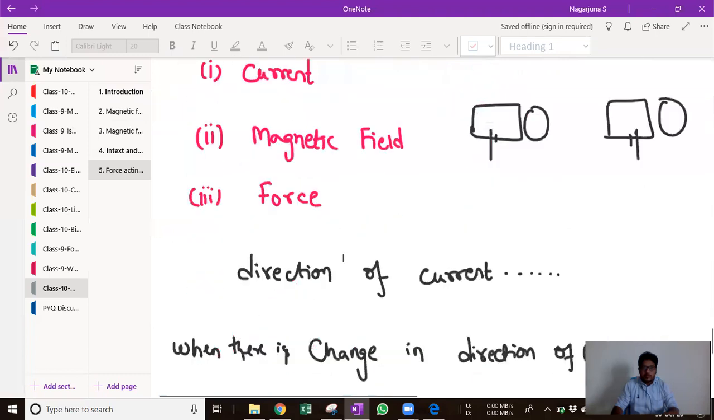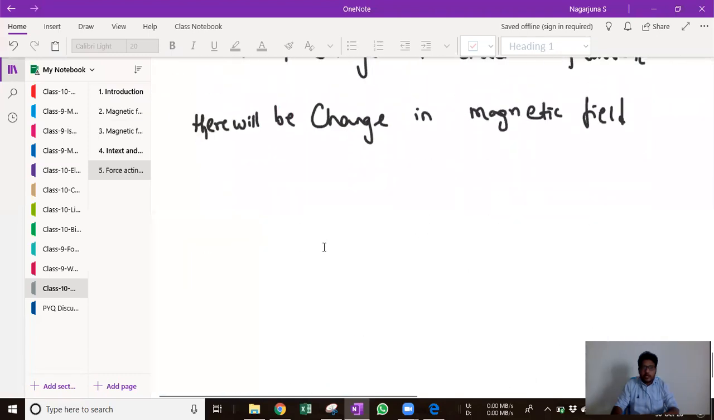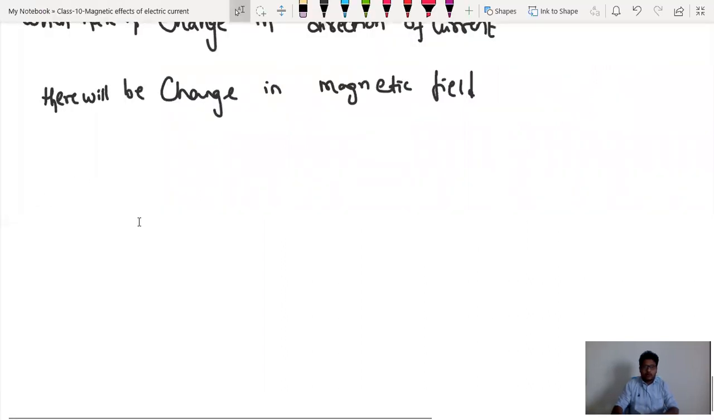So guys, here you see we are talking about three things, right? What are those three things? Number one, current. Number two, magnetic field.